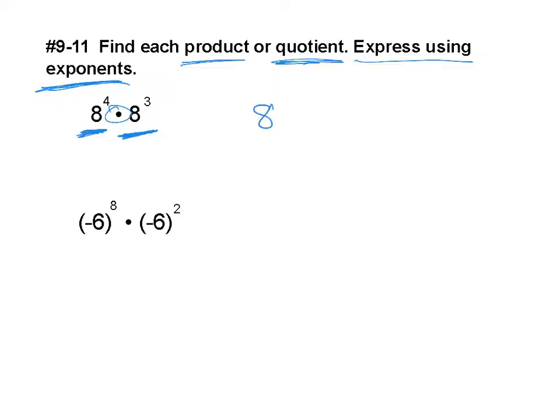So this would become 8 to the 7th power, and you can leave it like that too. That's what they mean by express using exponents. In other words, you can leave your whole number and your exponent just like that. You don't have to actually do 8 to the 7th power, okay?